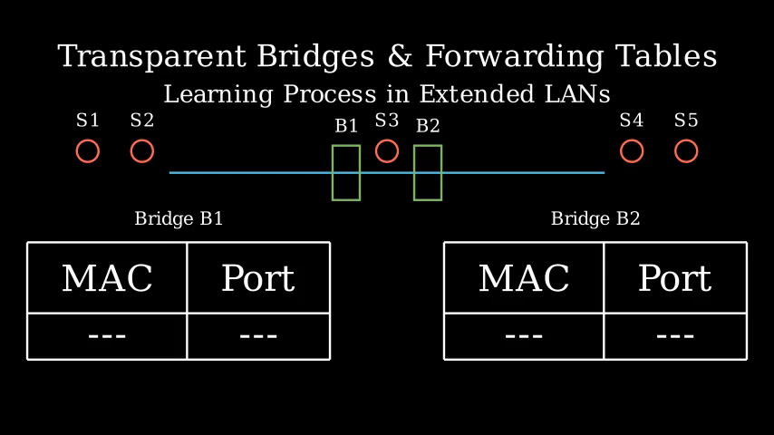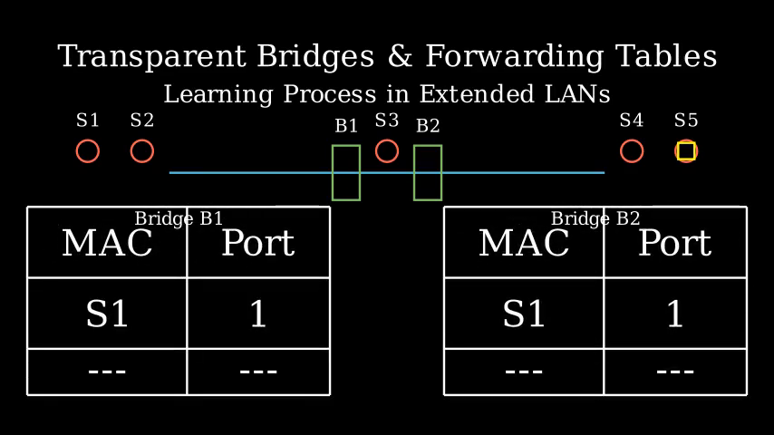First, let's watch as S1 sends a frame to S5. Since the bridges don't know where S5 is yet, they will flood the frame to all ports except the one it came from. However, both bridges learn that S1 can be reached through the port where the frame entered.